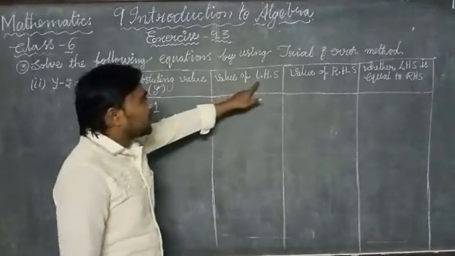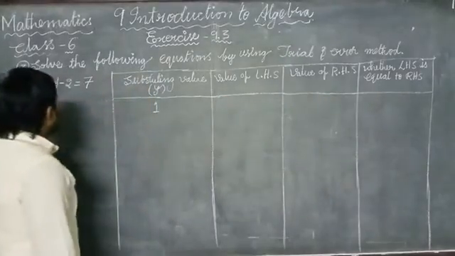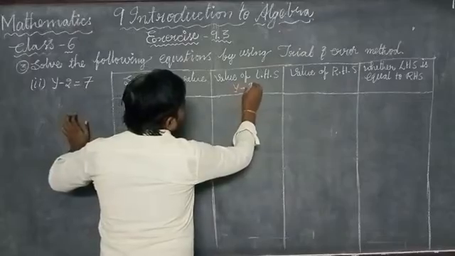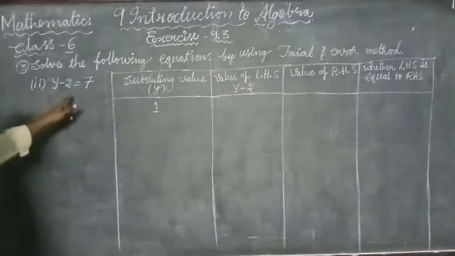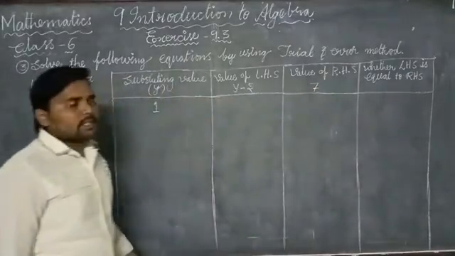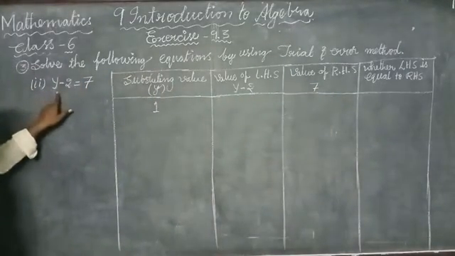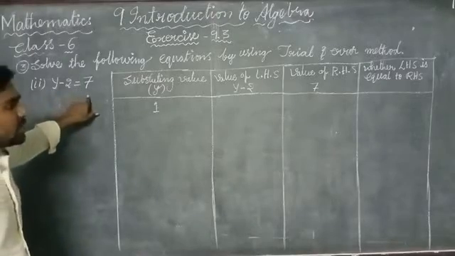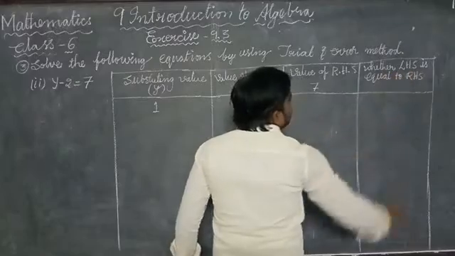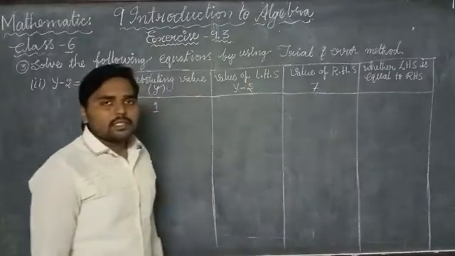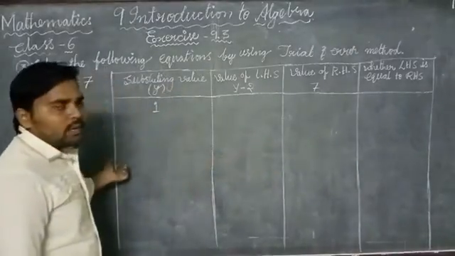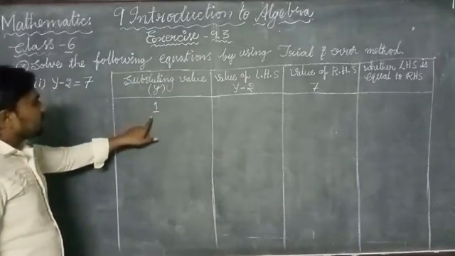It is the value of LHS. What is the LHS here? Here LHS is y minus 2, and the value of RHS is 7. LHS means left hand side part and RHS means right hand side part. We have to check whether LHS is equal to RHS. If LHS is equal to RHS, then we have to note the value of y. Now let us start with 1.